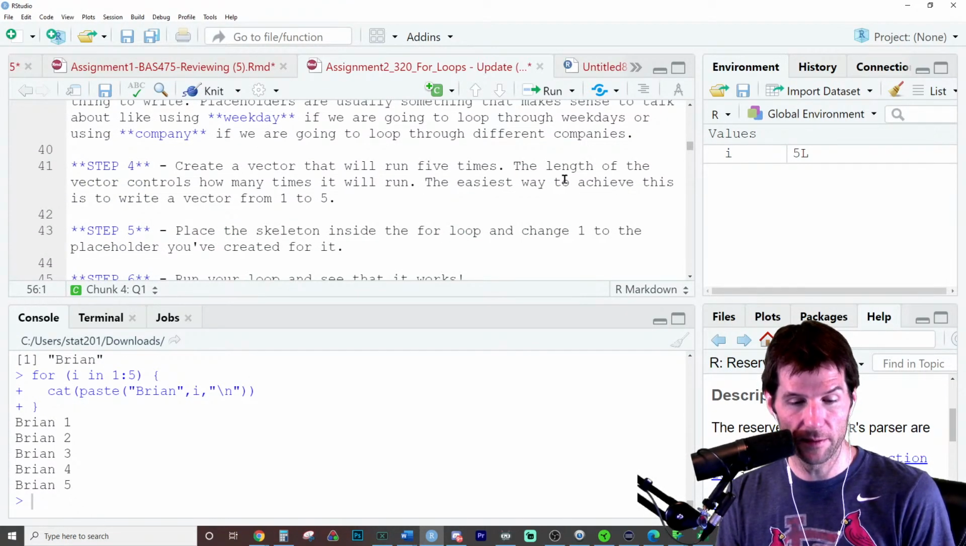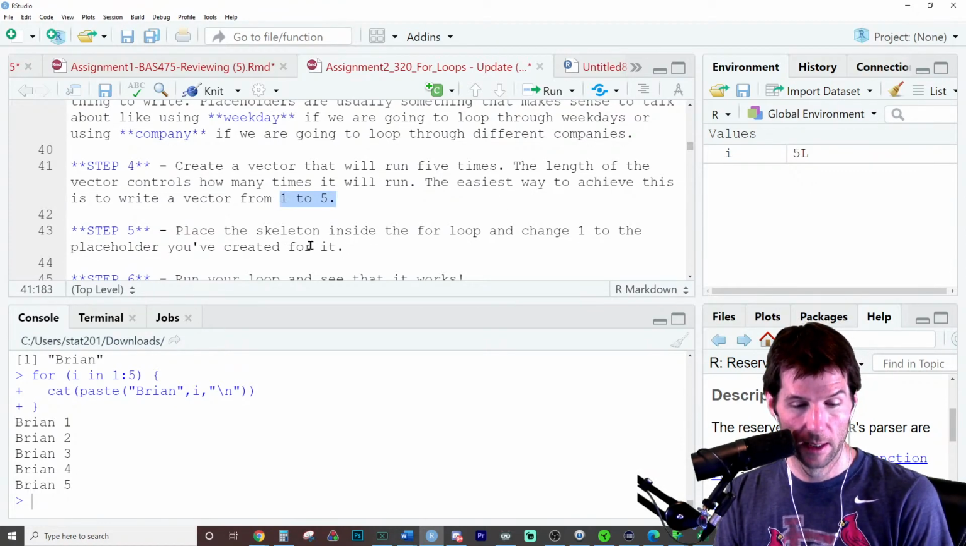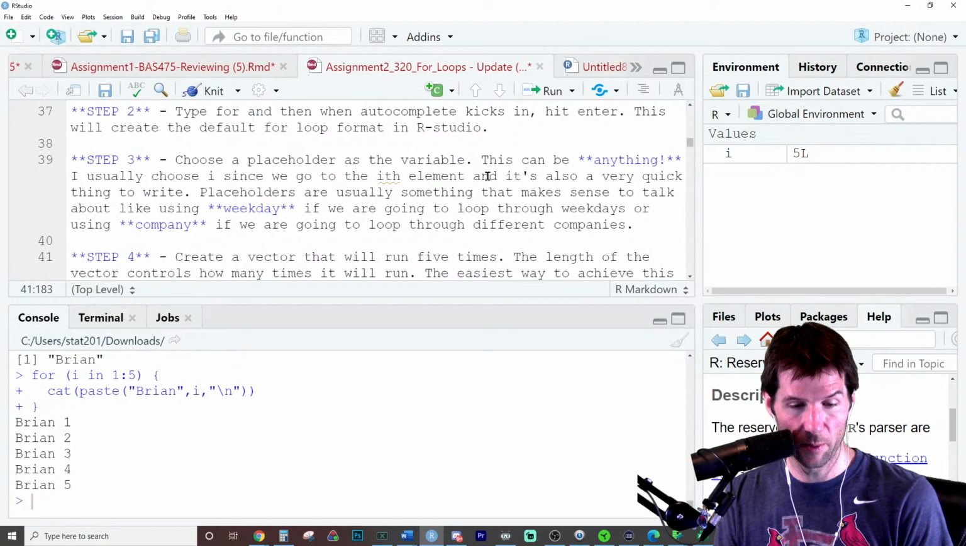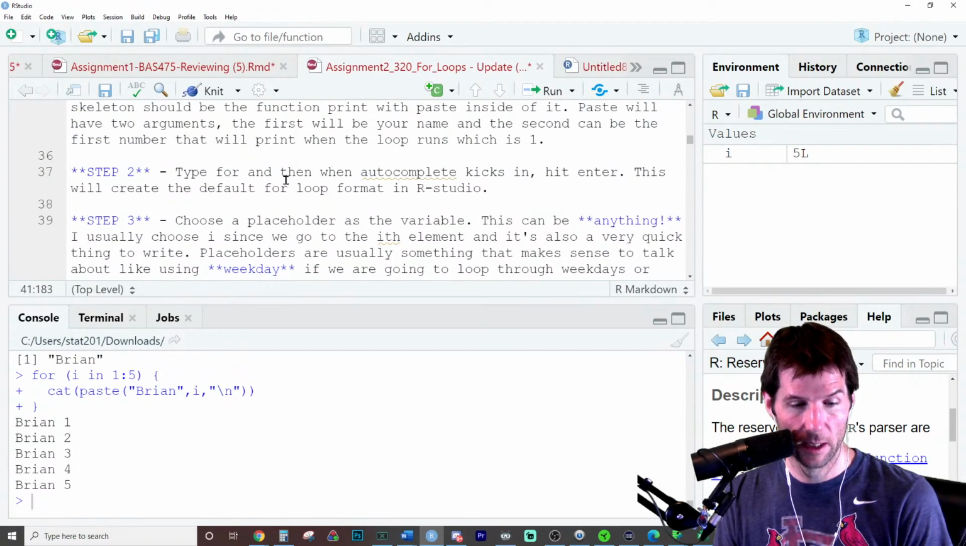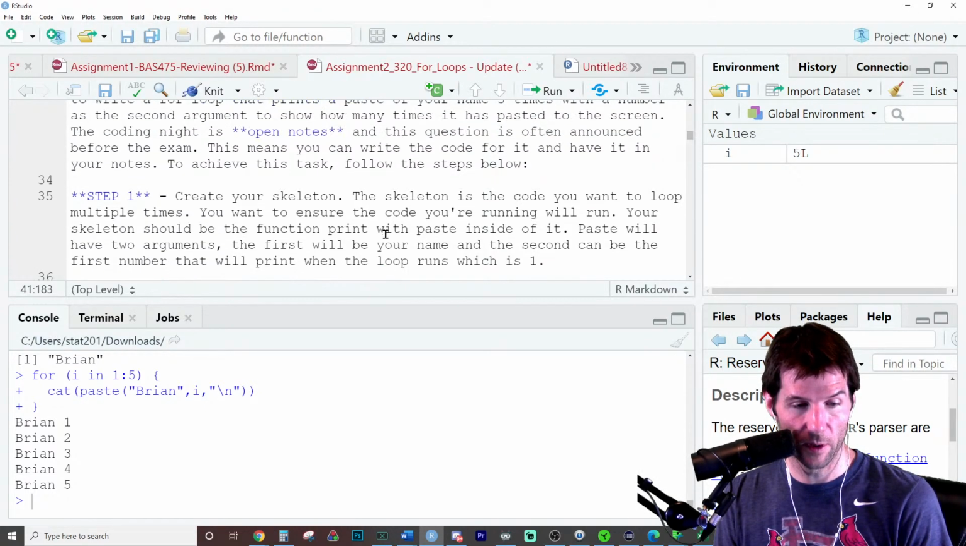Create a vector that will run 5 times. The length of the vector contains blah, blah, blah. Create a vector 1 through 5. Skeleton. Create a placeholder variable. Type autocomplete kicks in. Create your skeleton. Yep. This is the code you want to loop. You want to ensure that you're running. So yeah.